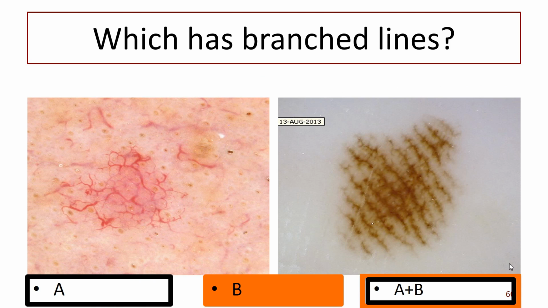Okay, now we're on to the next kind of line. Which of these has branched lines? Okay, who's next from your list? Michael? Yes? Okay, so branched refers to a pattern. It doesn't tell us what colour it is. And in this case, we've got branched red lines. And most branched lines are red, just to make it easy.